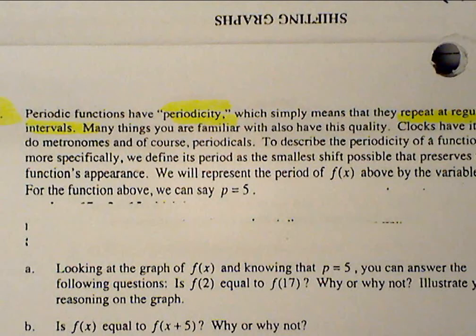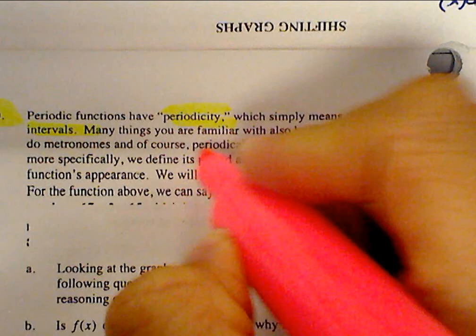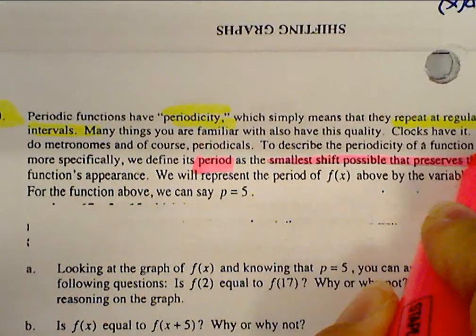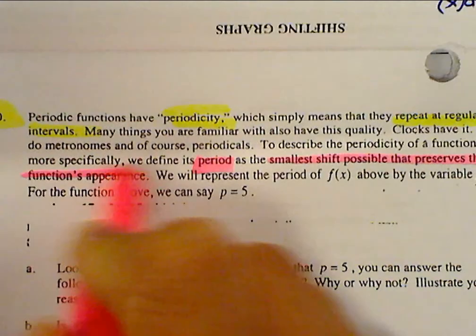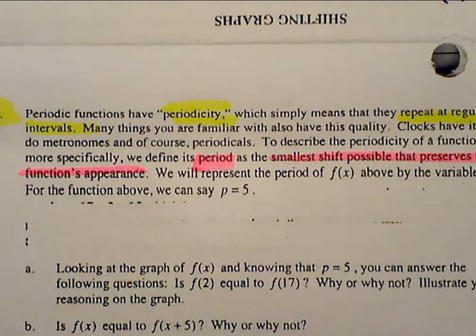Okay, so you guys get it, right? To describe the periodicity of a function more specifically, there's a specific word that you need to know, which is the period. What is the period? It's the smallest shift possible that preserves the function's appearance. Okay? So earlier on our function, what was the period of the other function that we just studied? 5, because the smallest shift possible was 5, right?